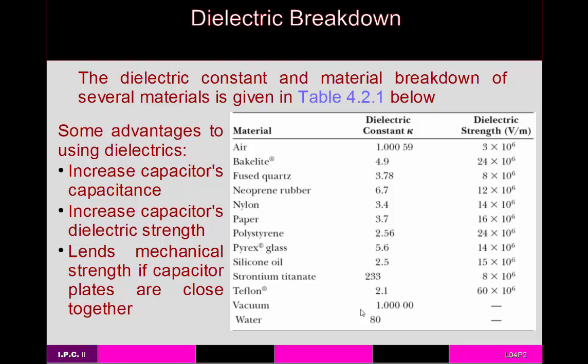And then everything on here, including to some small extent air, but especially all of these solids as compared to vacuum, actually will lend some mechanical strength between the two plates if the two plates are close together. In other words, you don't have to worry about the plates, for example, bending so that contact is made and you short out your capacitor. If you have something like paper or fused quartz or silicon oil or any of these things, you lend a little bit of strength to those two plates to actually physically hold them apart even when there's a large charge on them.